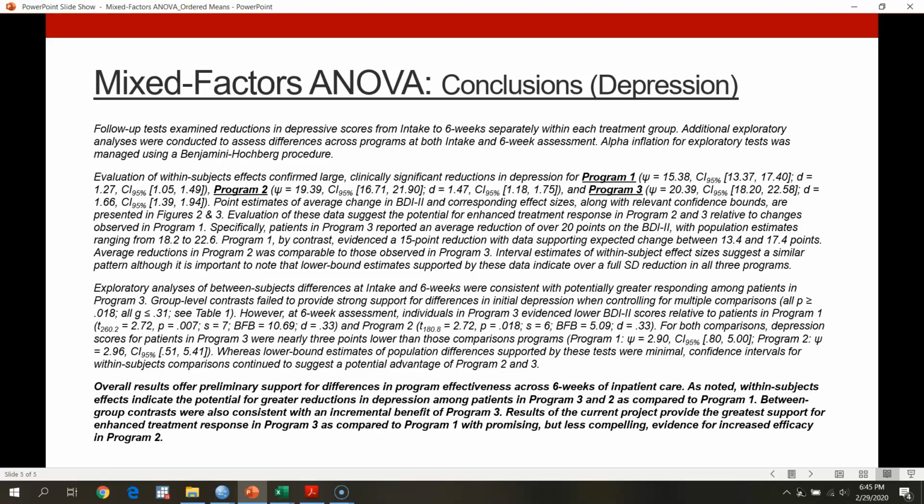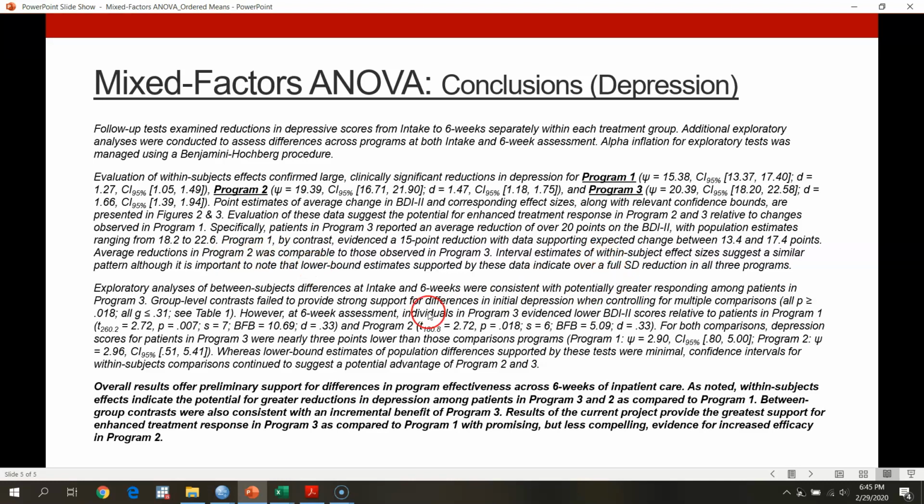We're looking at some potential advantage for enhanced treatment response in program 2 and 3 relative to changes in program 1. Specifically in program 3, we're seeing an average reduction of over 20 points, with population estimates ranging from about 18 points to over 22 points. Program 1, only about a 15-point reduction in observed data, with population estimates from 13.4 to 17.4. Reductions in program 2 were similar to program 1.